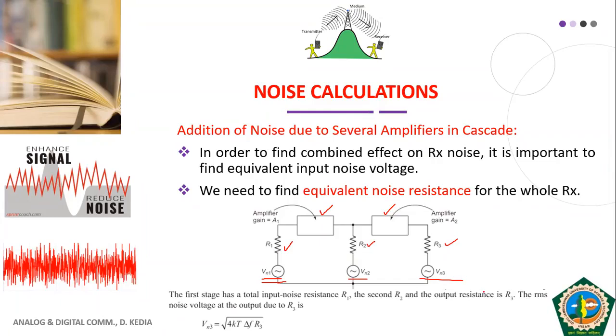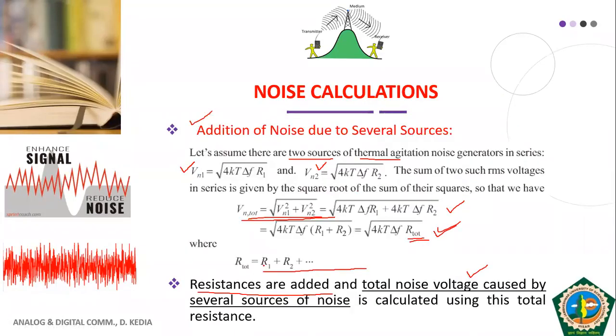See, we have two amplifier gains here in cascade, that is A1 and A2. So what is our objective here? Our objective is to find the equivalent noise resistance for the whole receiver. Means for this entire thing we want to find the equivalent noise resistance. If we are able to do that, then it's a simple job. In the previous slide also we did that. What we are doing is finding the total resistance by simply adding the two resistances, three resistances, and then we substitute this total resistance in this formula.